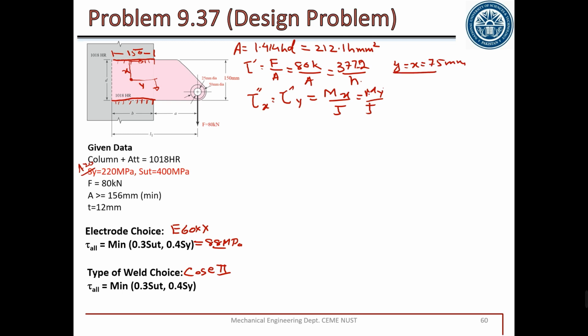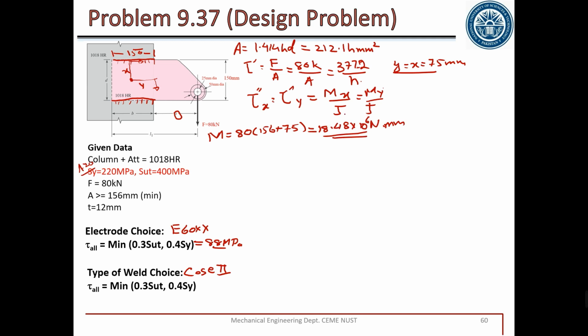So this value is same. To calculate M, what is M? M is equal to F, 80 kilonewton multiplied by moment arm. So taking this value as the minimum value of 156 plus 75, because center is here. So value of 150, half of that value is 75. We have M equal to 18.48 into 10 raised to power 6 Newton millimeter.